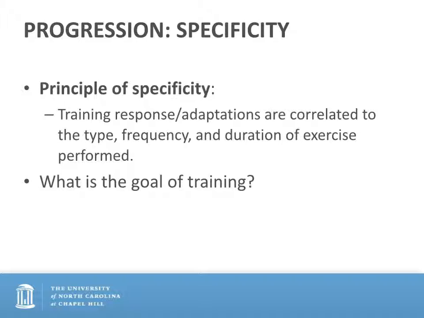Let's look at the progression of resistance training in terms of specificity. The principle of specificity states that training responses and adaptations are correlated to the type, frequency, and duration of exercise performed. So a person must ask themselves, what is the goal of their training? Because once they know their goal, they can then adapt their training in order to reach that goal by choosing different types of exercises, different frequencies and durations of exercises performed.